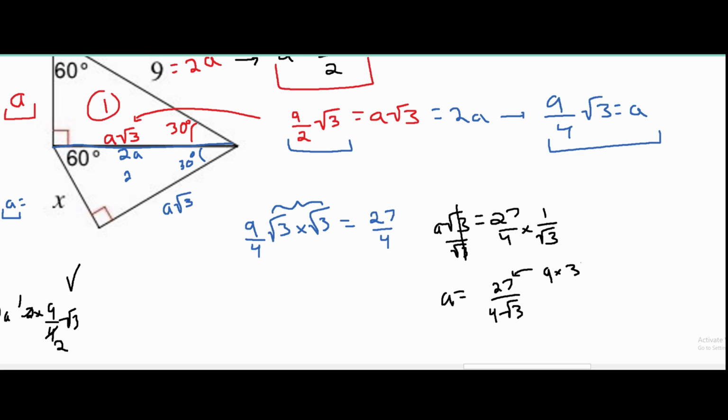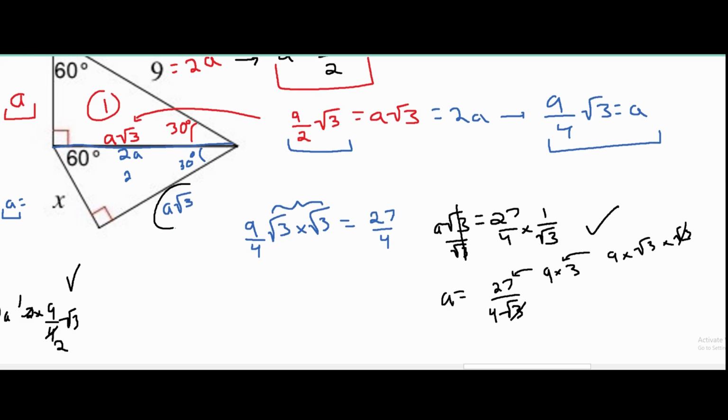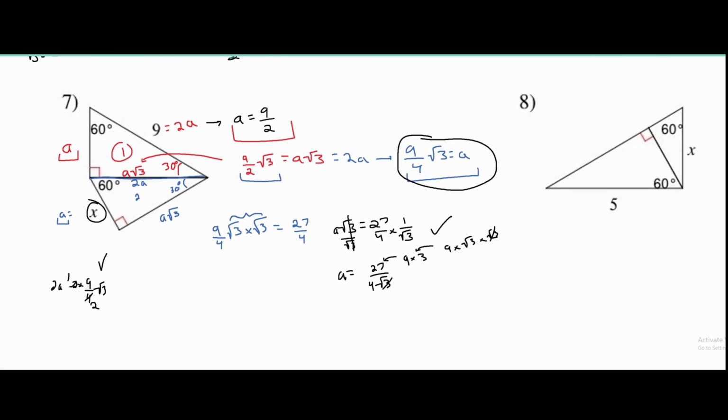And we can rewrite this as 9 times the square root of 3 times the square root of 3. And our square root of 3 cancels out, so we're left with 9 times square root of 3 over 4, which is equal to our a. So this checks out. So that means this side length is good and this side length is good. We only really wanted to find this side length right here, and this side length is just going to be a right here. So this is the work for number 7.